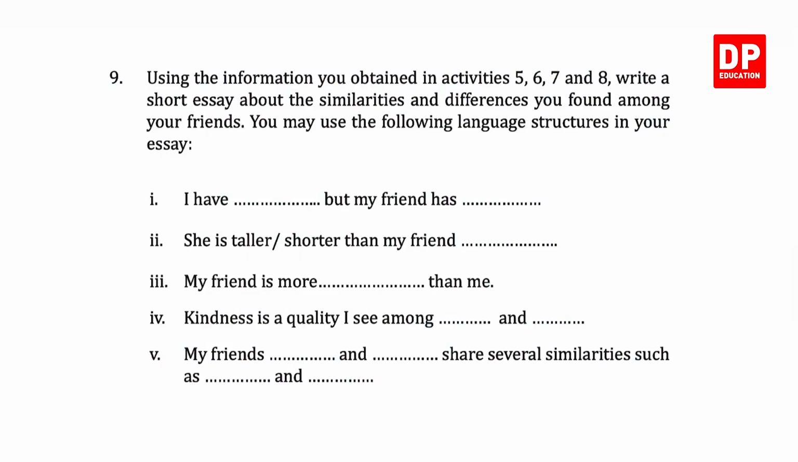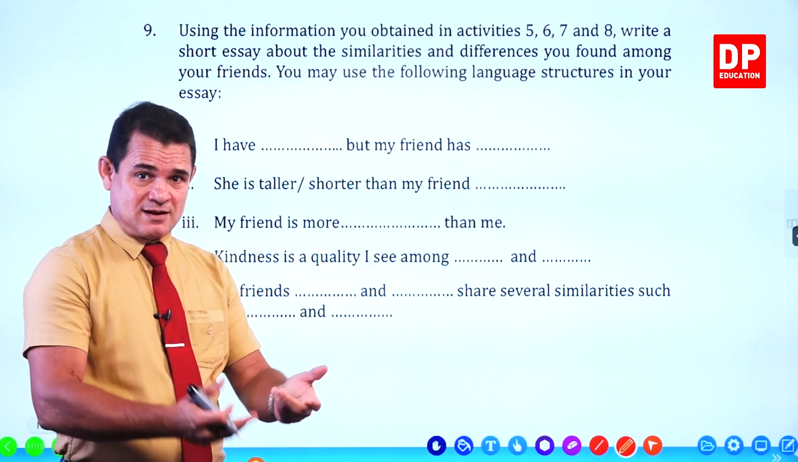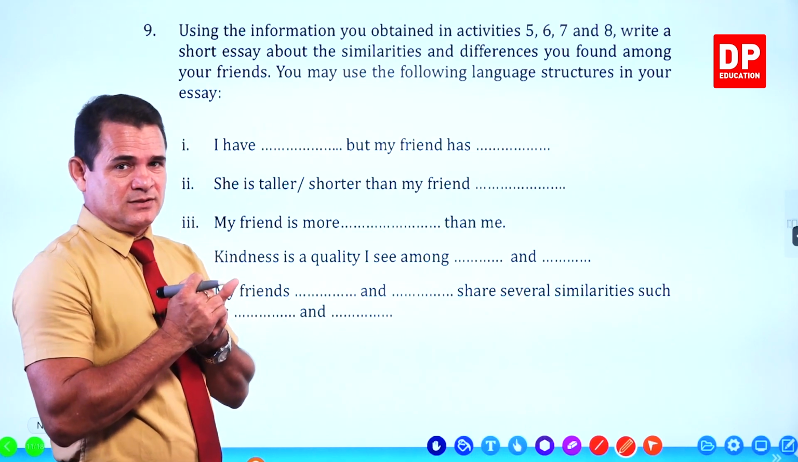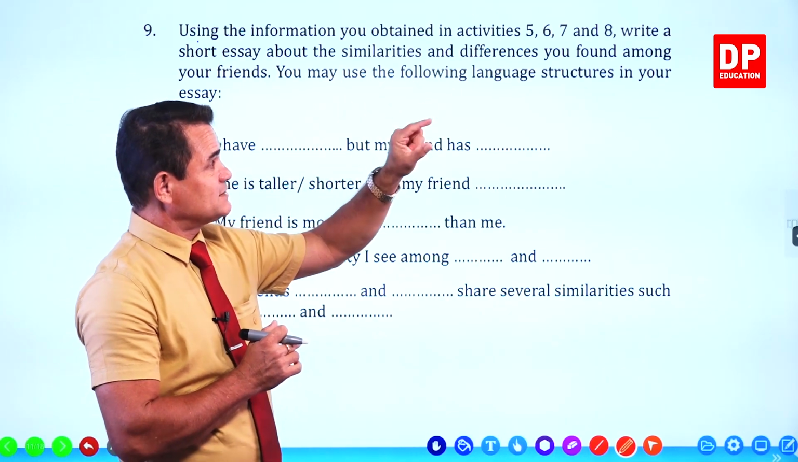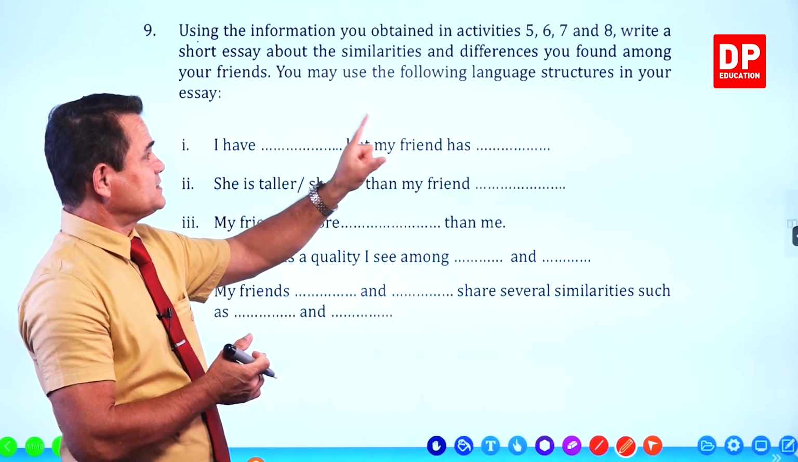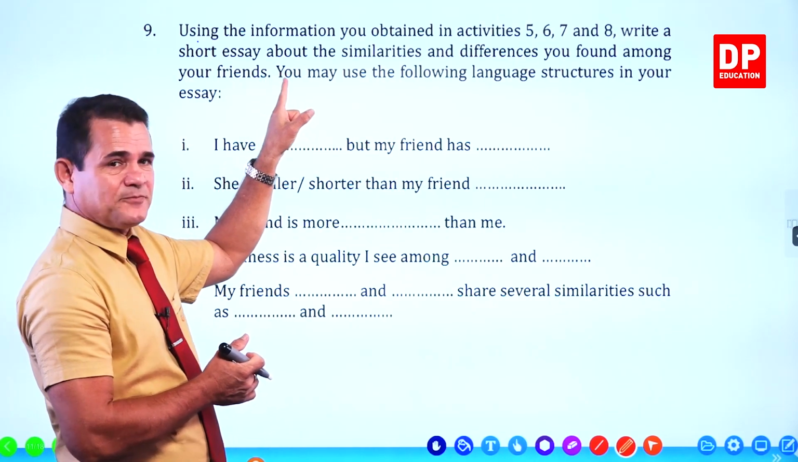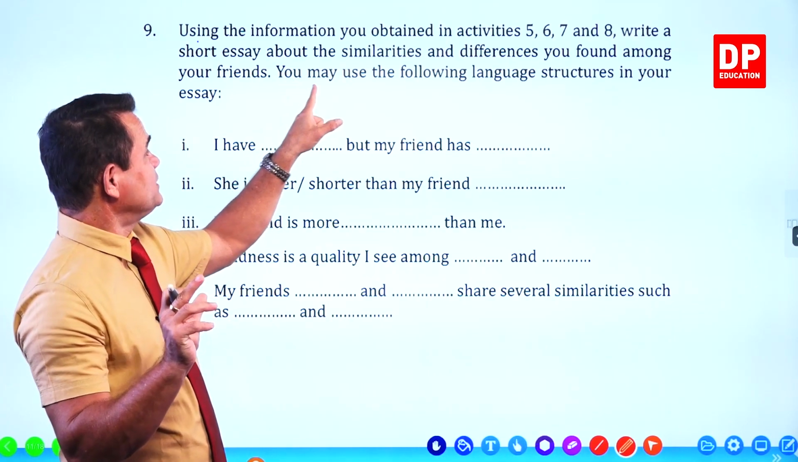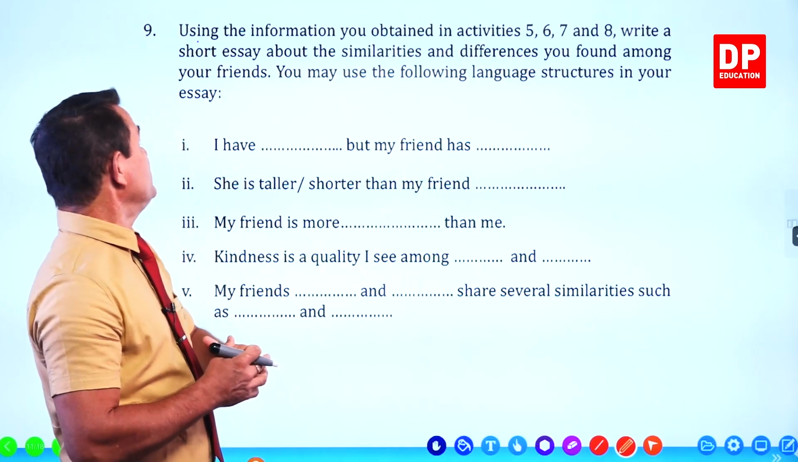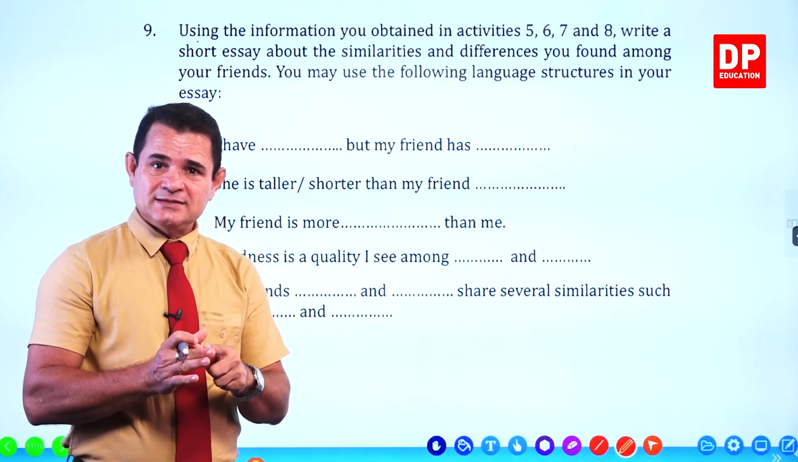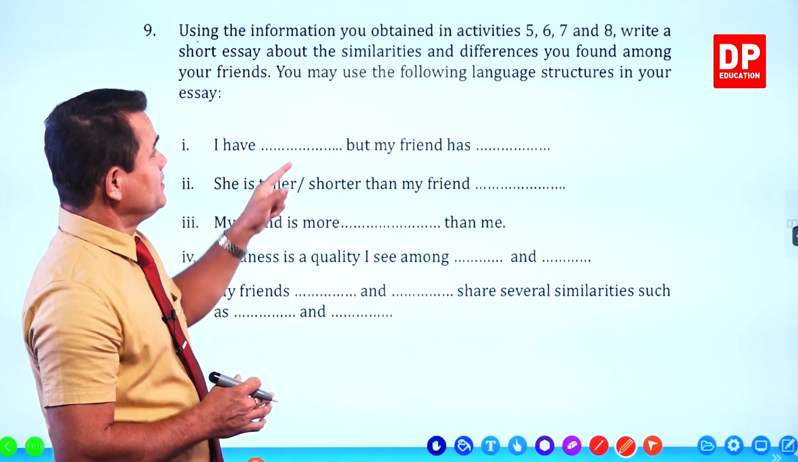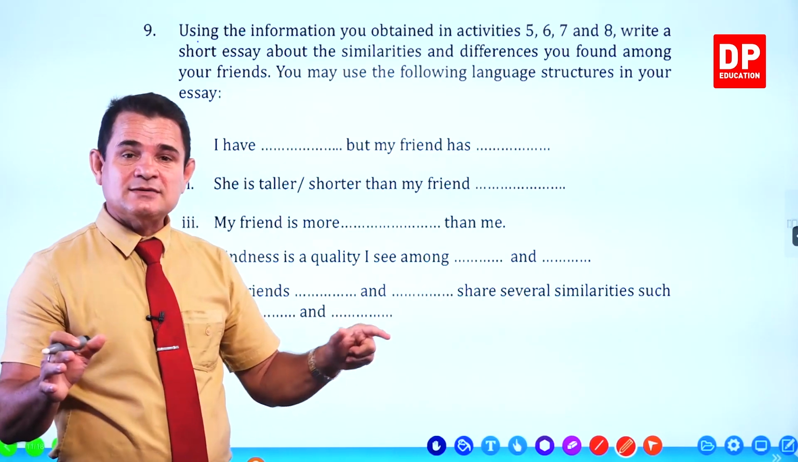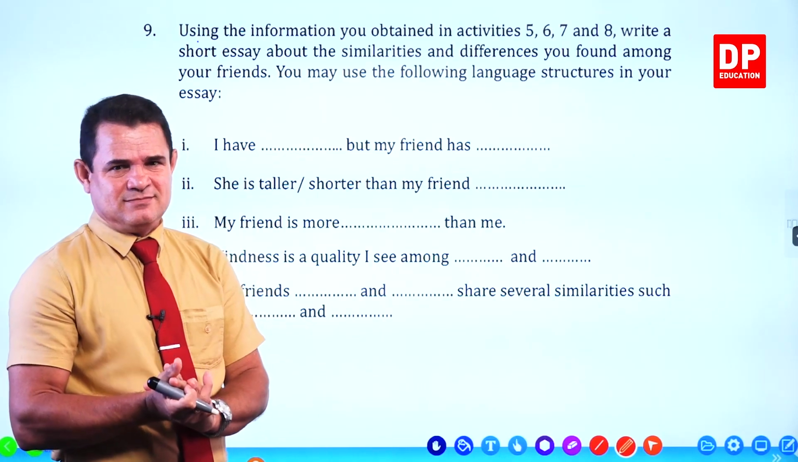And then using the information you obtain, ලබාගත්ත තොරතුරු භාවිතා කරමින්, අපි දැන් කලින් කතා කරපු 5, 6, 7 and 8, write a short essay. පුංචි essay එකක් ලියනවා about the similarities and differences you found among your friends. Similarities සමානකම් and differences වෙනස්කම් you found among your friends. ඔයාගේ friends ලගේ අතර තිබුණු සමානකම් සහ අසමානකම්.